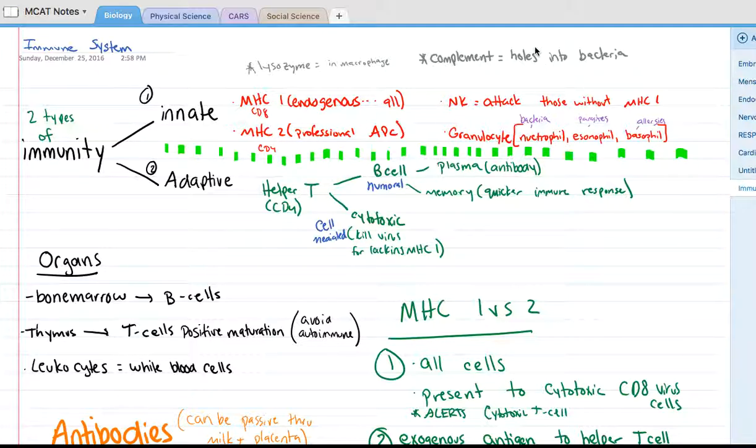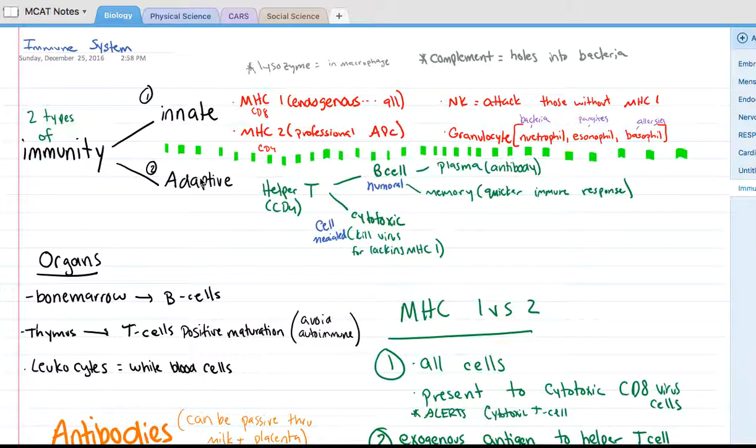And complements are also used to poke holes in bacteria to screw up their osmoregulatory balance. So MHC1 is endogenous and it's present in all cells, and MHC2 is only on professional antigen presenting cells. MHC2 activates the CD4, which is the helper T cells, and MHC1 activates CD8 killer T cells.